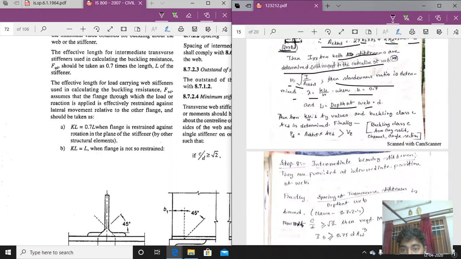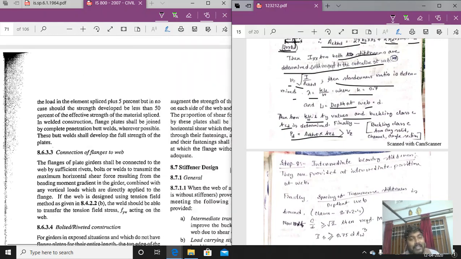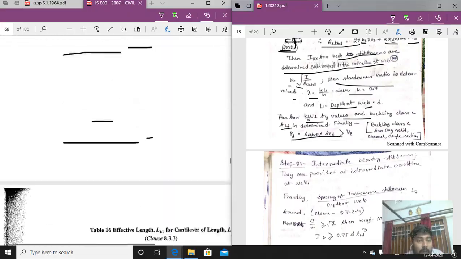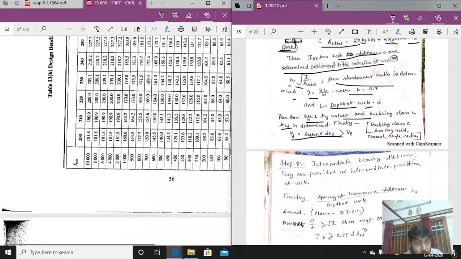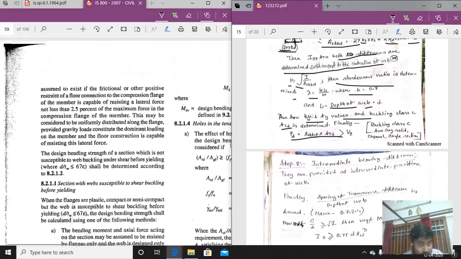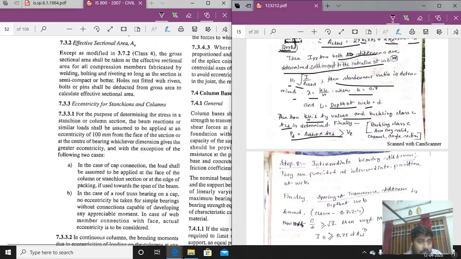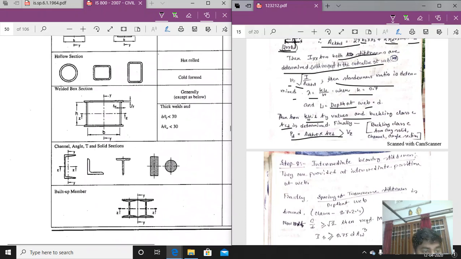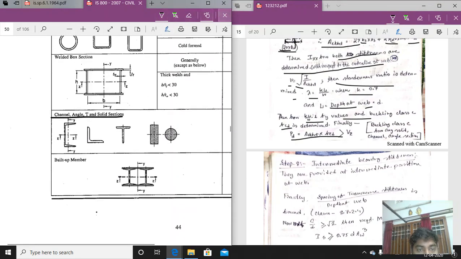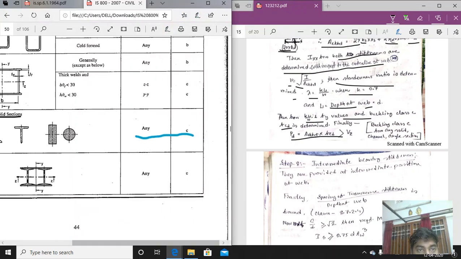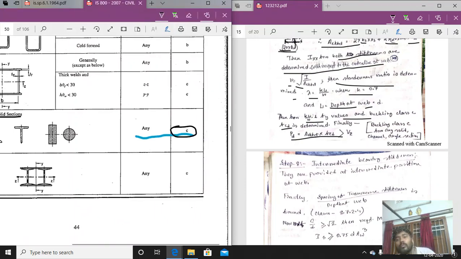So here, with the KL by R ratio, the FCD is determined. Buckling class C, because why is it buckling class C? You know that for any composite member, as it is mentioned here also, in the compression design, for any channel, angle, T and solid section, it is a solid section, so for that, buckling class C will be used here. So this is the design of the bearing stiffener.